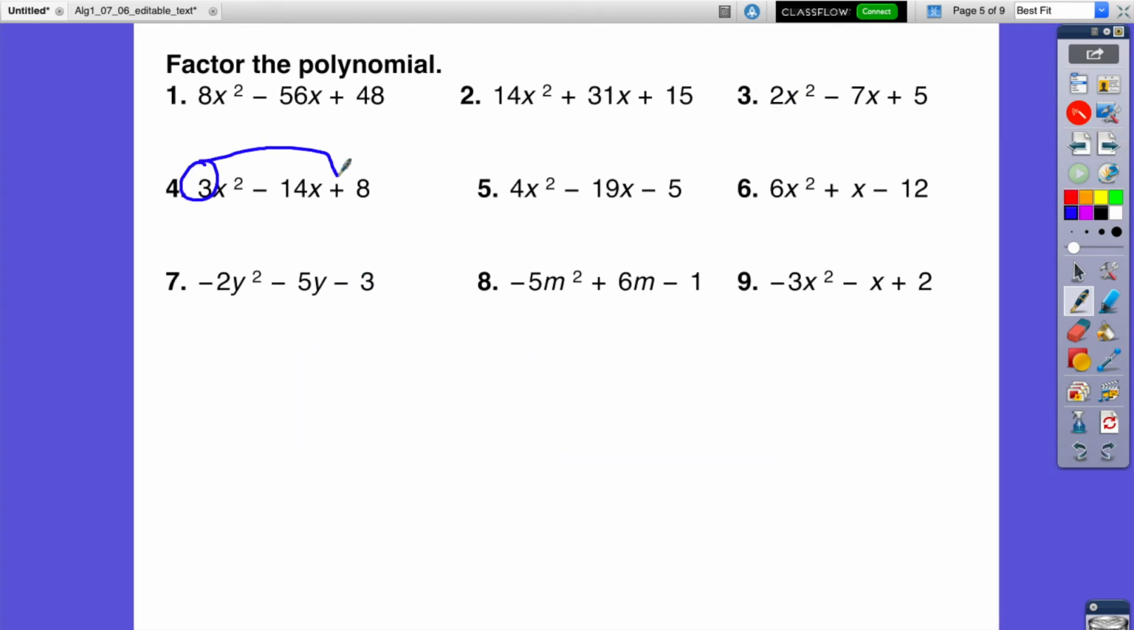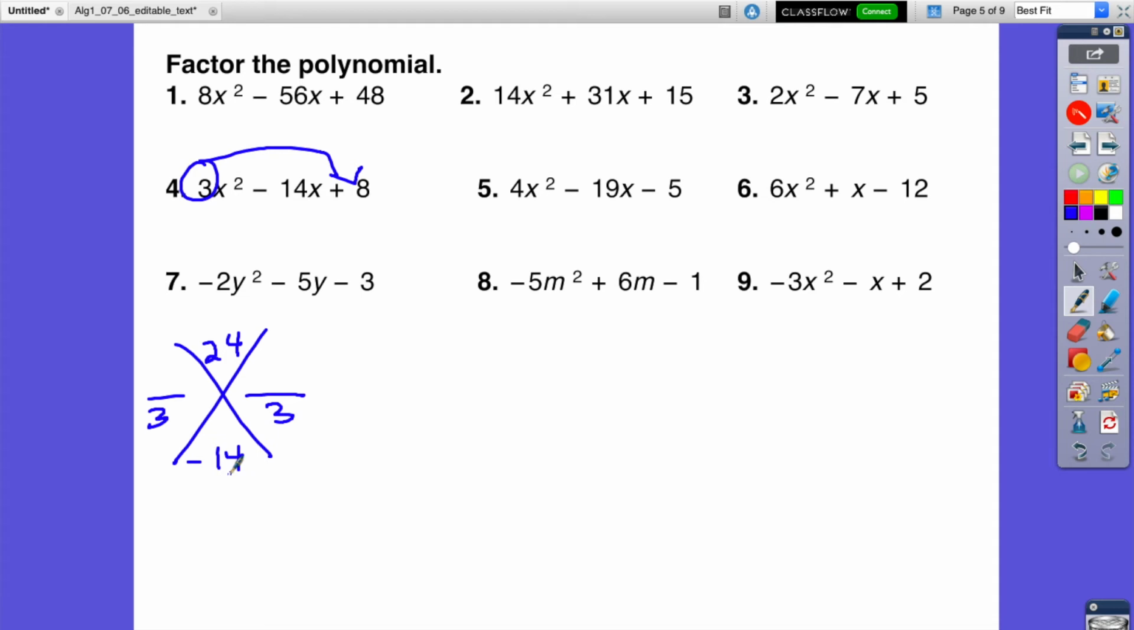Again, I'm going to take A and multiply it with C. That's going to give me positive 24. And then I get negative 14 here. Again, don't forget to divide out that 3. What two numbers are going to make positive 24 and then add to negative 14?